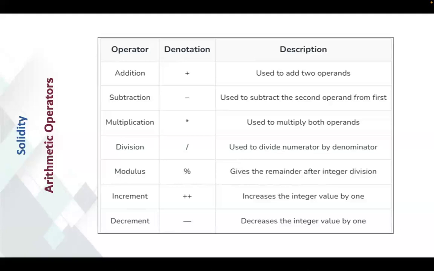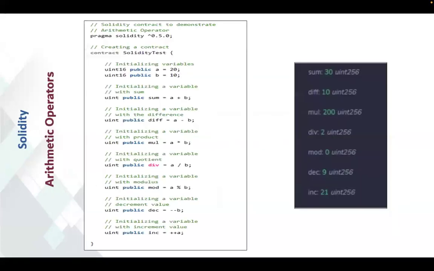Solidity supports different types of arithmetic operators such as addition, subtraction, multiplication, division, modulus, increment, and decrement. Here is an example contract that demonstrates the usage of arithmetic operators. Here we have SolidityTest, which is a contract. In this contract, we initialized variables a and b with values 20 and 10, respectively. And then we use different types of arithmetic operators to perform various operations and store the results in separate variables.